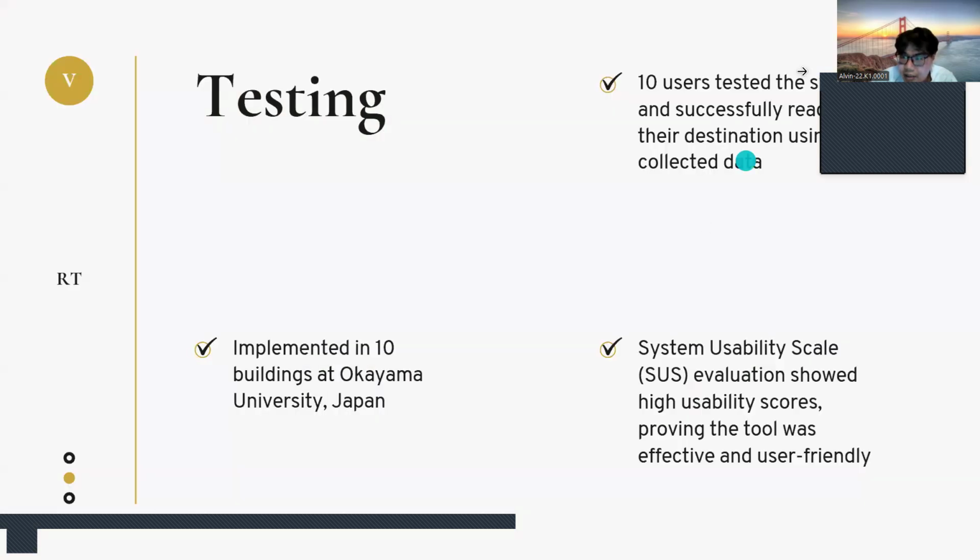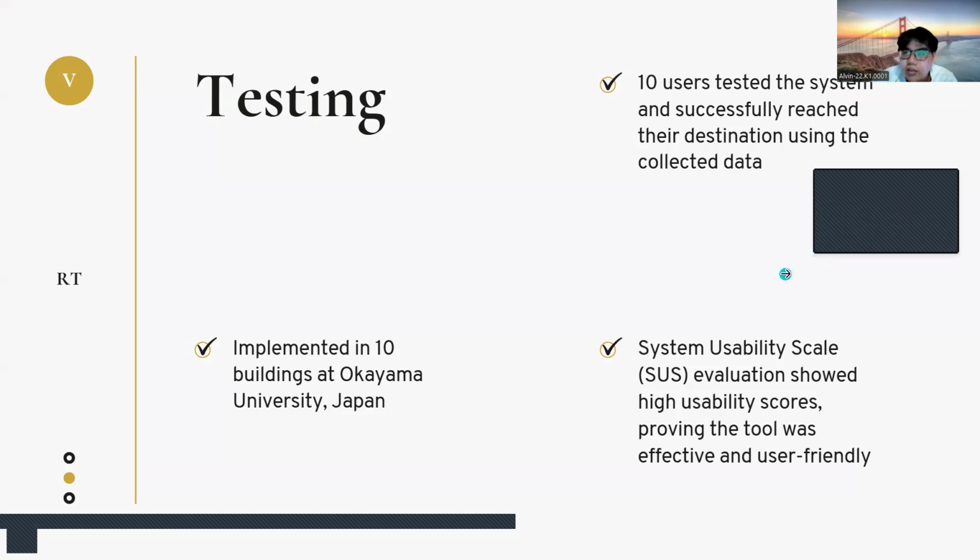This is the testing that I mentioned in the previous slide. The first one is that 10 users tested the system and successfully reached the destination using the collected data. The second one is that it was implemented in 10 buildings at Okayama University, Japan. And the final one is the System Usability Scale, or SUS. Evaluations showed high usability scores, proving the tool was effective and user-friendly.